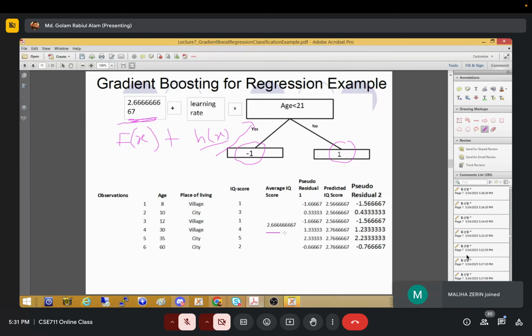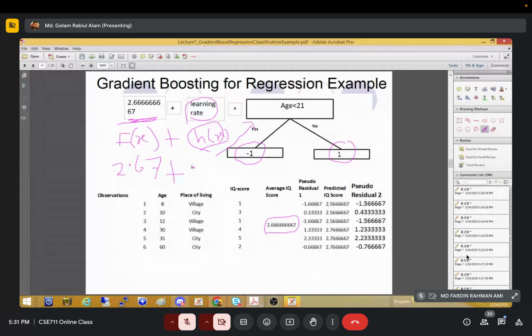We have done the average for that, and this is the average. Okay, so that means it is 2.67, and plus here is the h of x. But we know that we can incorporate the learning rate rho. So rho can be any values, or we can consider rho equal 1, but that is not practical. Okay, so we can consider the rho here. Maybe you can consider rho is like 0.1 or something. Okay, rho, and then this model.